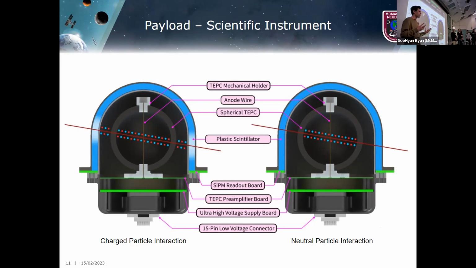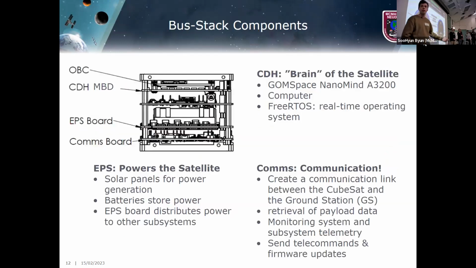But that's only good for energy. It doesn't really tell us if it's charged or neutral, which is another big part of our goal. And so the way we do that is with the scintillator on the outside. Basically, when a charged particle goes through that, it will emit some light, and we will detect it. And so if we measure energy at the same time that we measure light, it's charged. If we don't, and we only measure energy, then we know it's neutral.